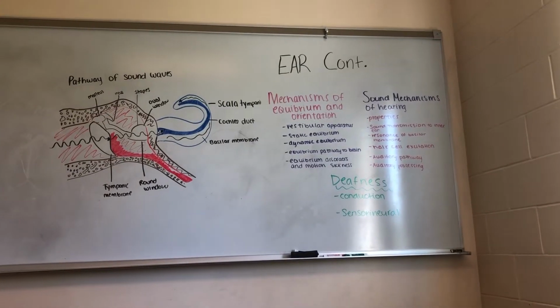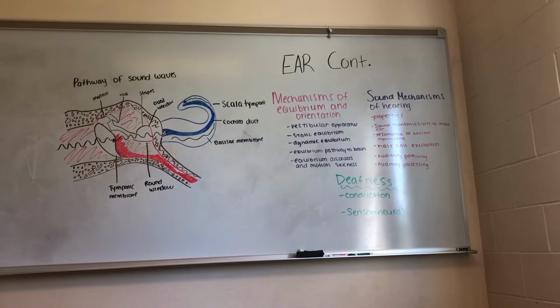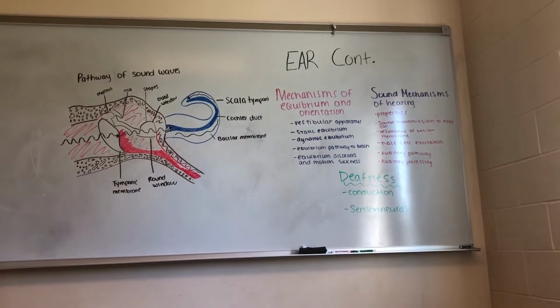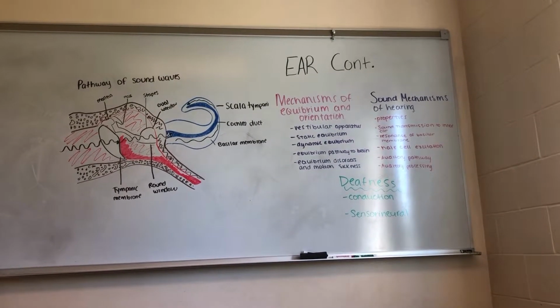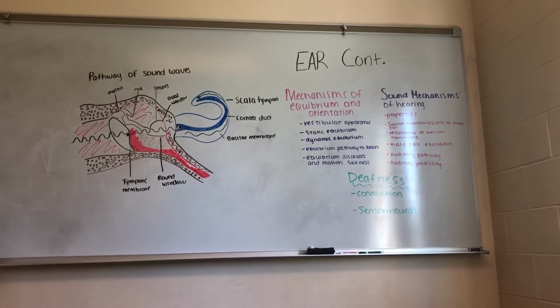The ear continued. Sounds and mechanisms of hearing. Properties. There's two properties. The first property is frequency, which is the number of waves passing a given point in time. And the second property is amplitude, which is how loud they are.